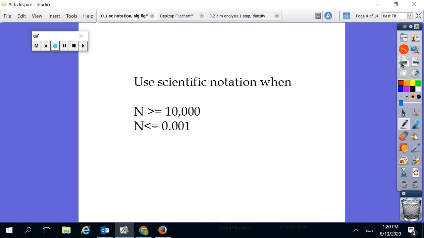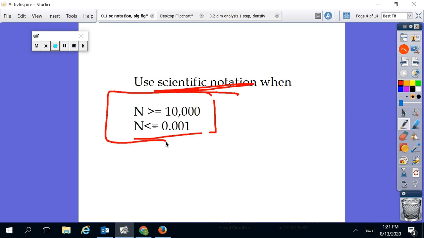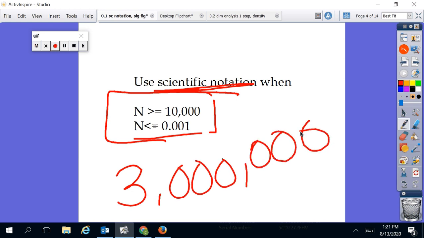Oops, skip the slide. Okay, now we're in honors. So that means we have to behave like engineers and scientists, which means if your number is bigger than 10,000, you should put it in scientific notation. If your number is less than 1,000, you should start putting it in scientific notation. This is just my rule of thumb. I don't really want to see huge numbers written out like this. I want to see scientific notation.